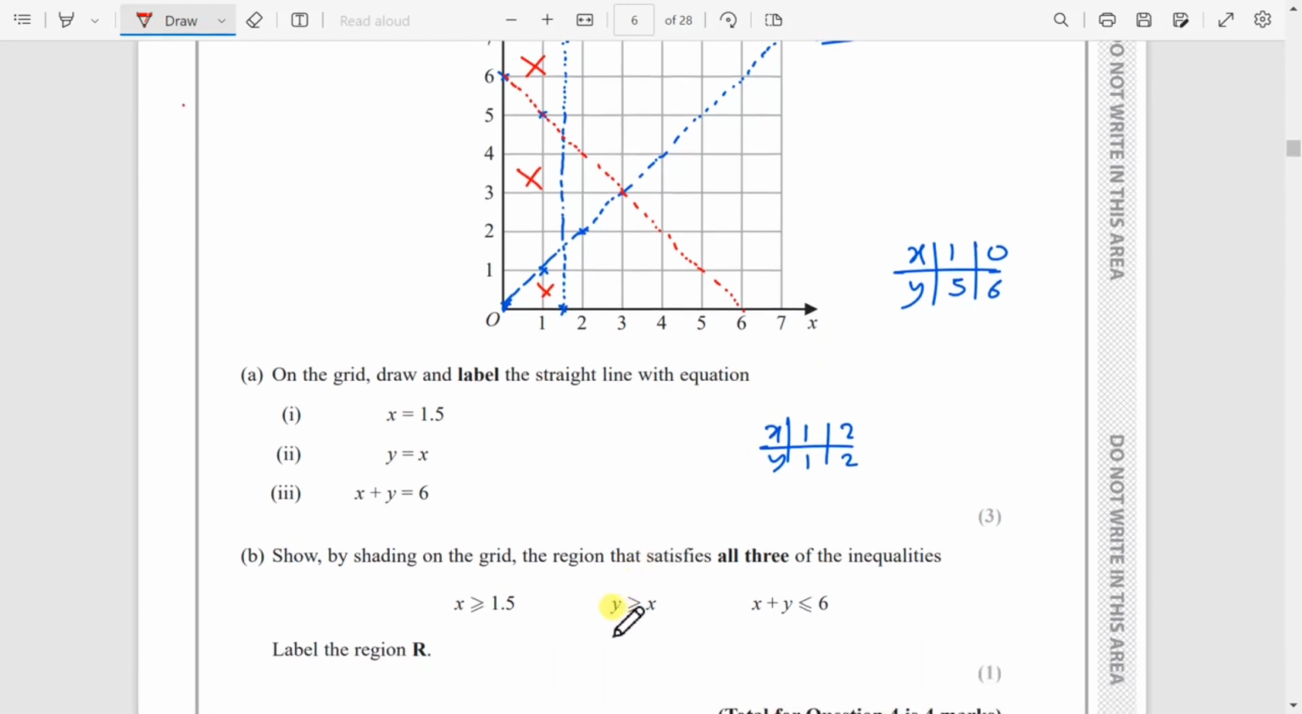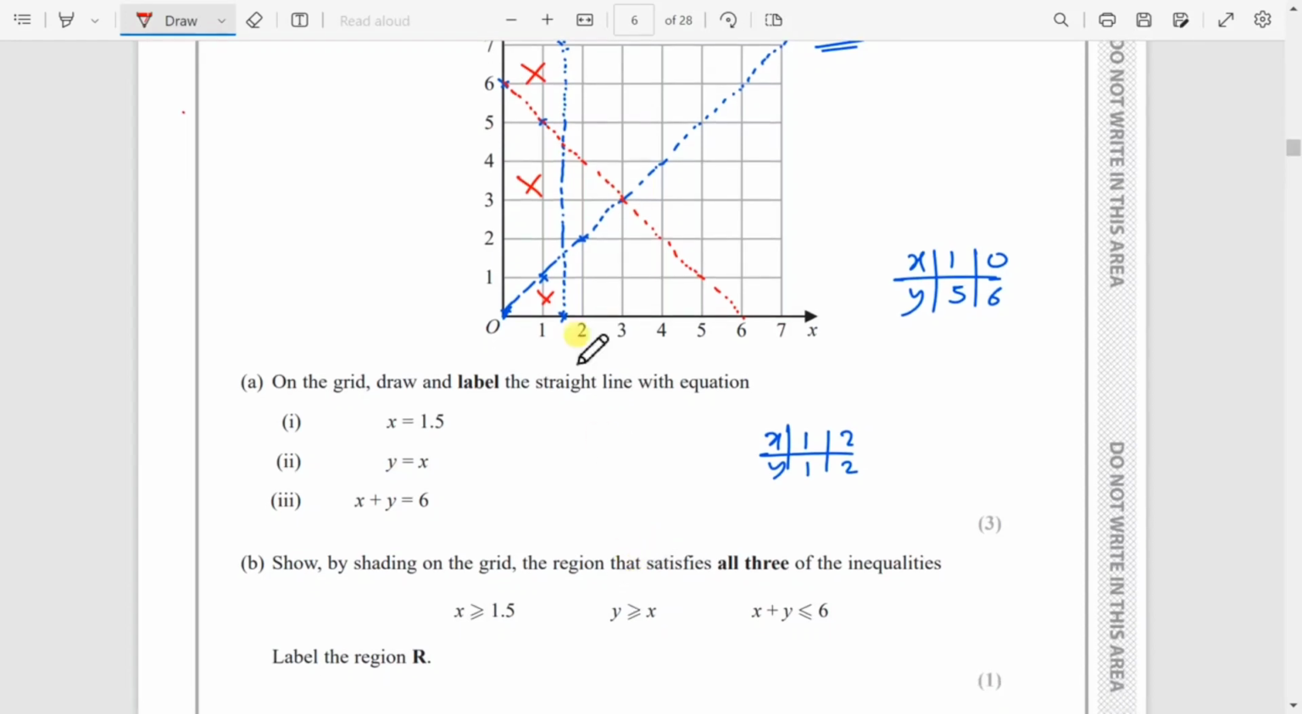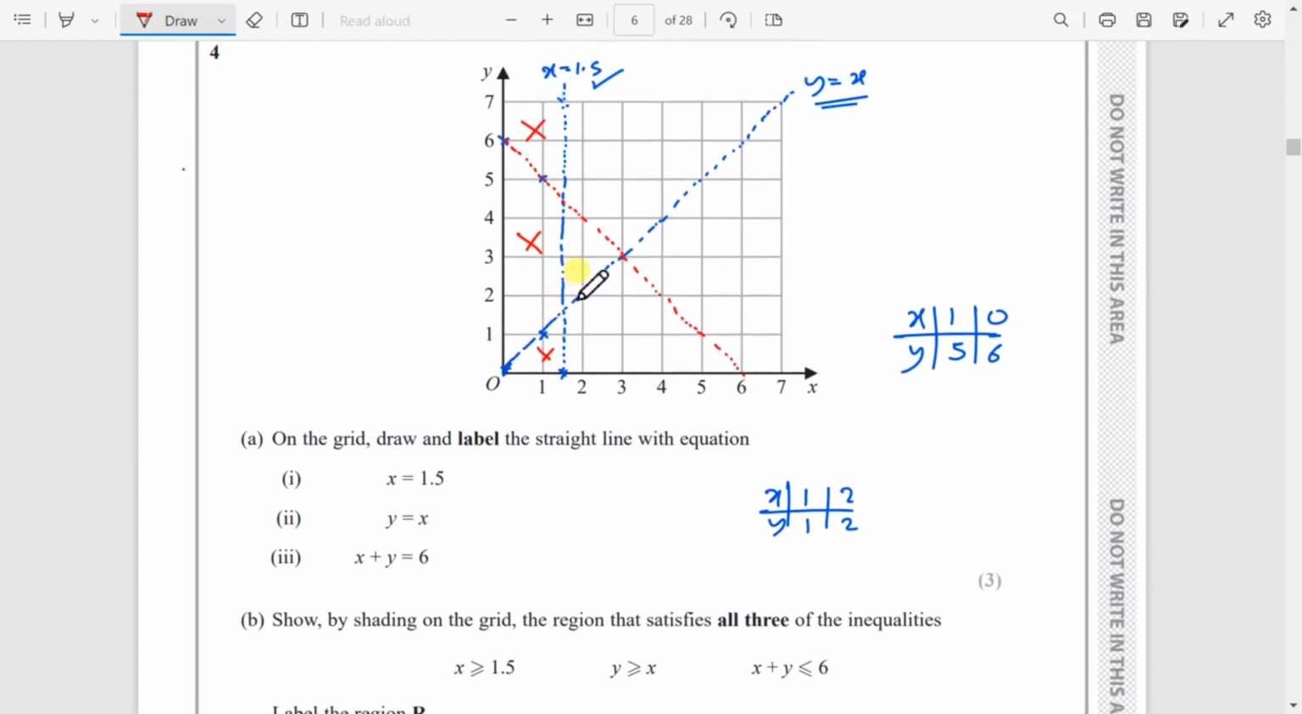Now for this one, y greater than or equal to x. So what does that mean here? Here's your diagonal line we drew, y equals x. Y is greater than or equal to x, meaning if you pick an x coordinate, so let's write this down. If you pick an x coordinate, let's say x is 1, that means we pick a value greater than 1.